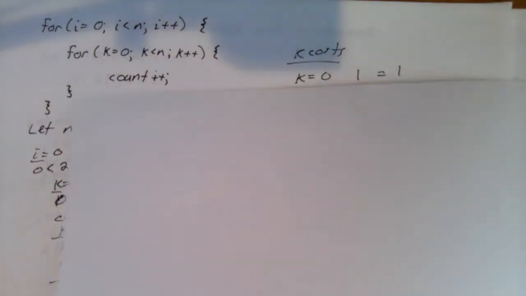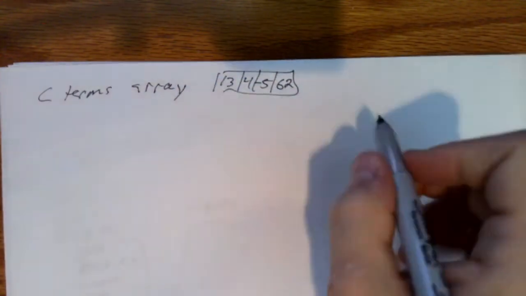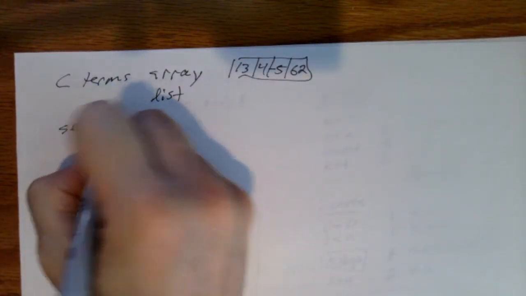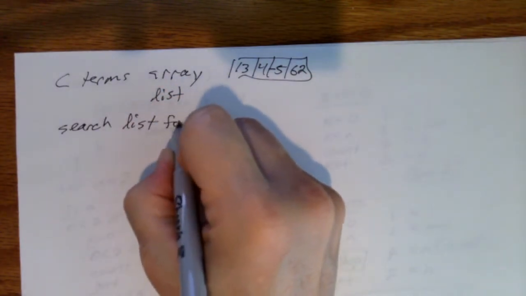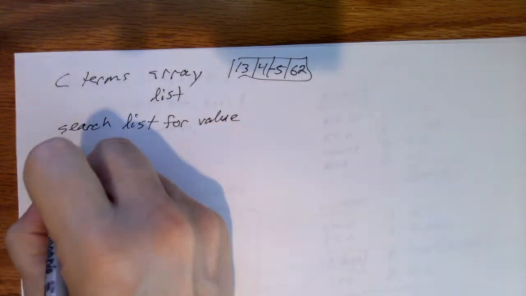Let's look at something slightly different now. And this would actually be closer to a real algorithm. So let's say we have what in C terms will be an array. Something looks like this: 13, 4, minus 5, 62. But in more general terms, you might say a list. Now, let's say we want to search the list for a value, and let's assume the following.